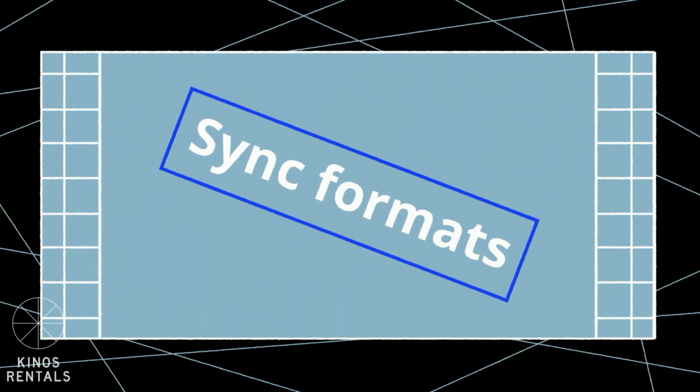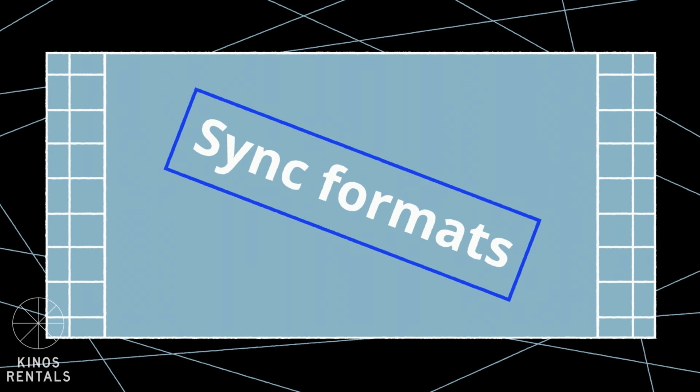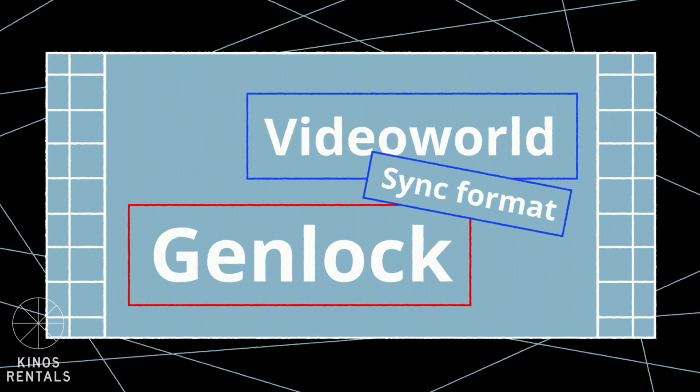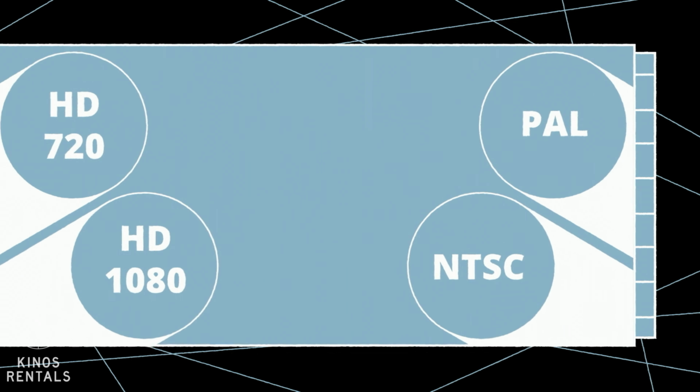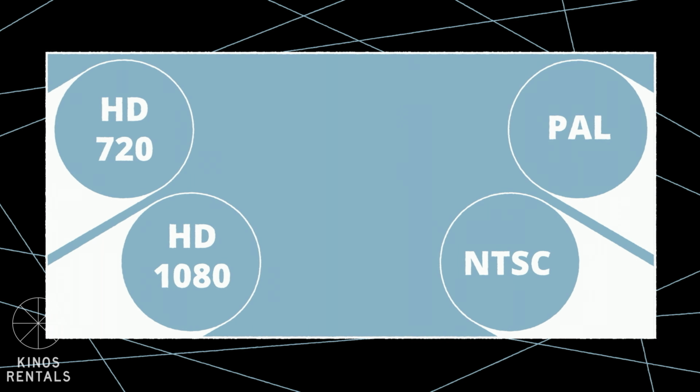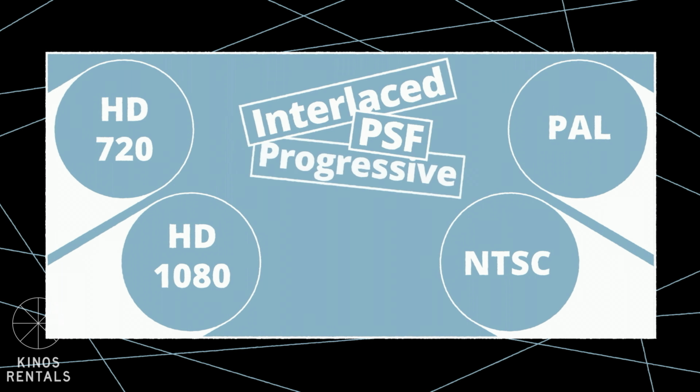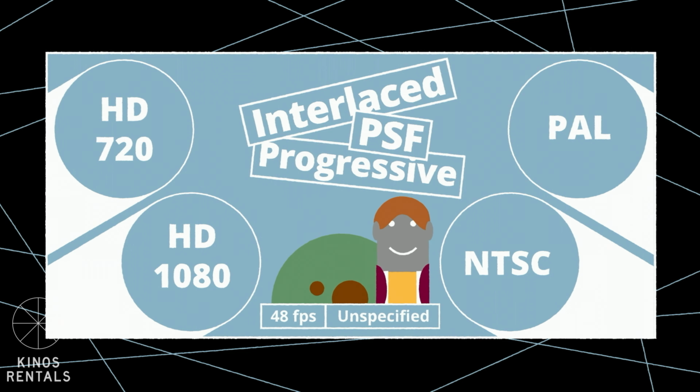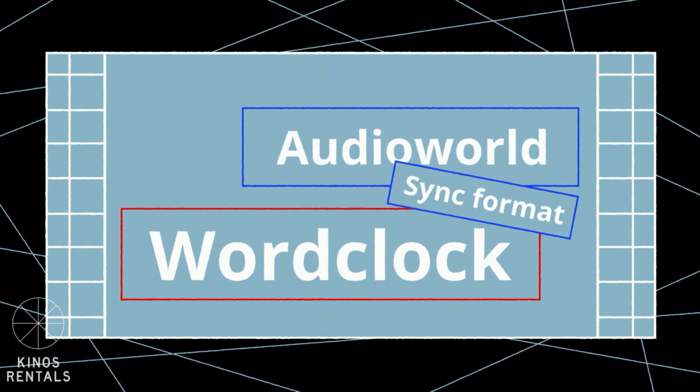So let's take a look at different sync formats. The video sync format is called GenLock. Basically, it's an impulse generated per video line and is specified by video resolution and frame rate. These specifications include PAL, NTSC, HD 720 and 1080p, PSF, or interlaced. Anything beyond that is unspecified, such as 48 frames per second used in The Hobbit. In the audio world, the sync format is called word clock and is specified by sample rate.